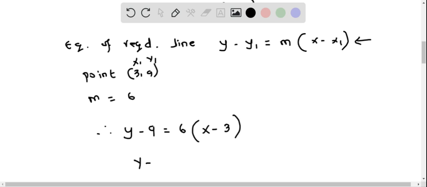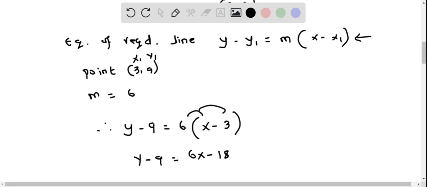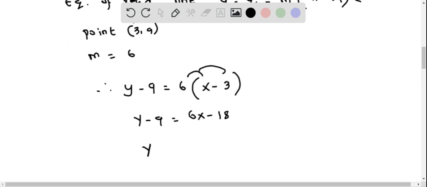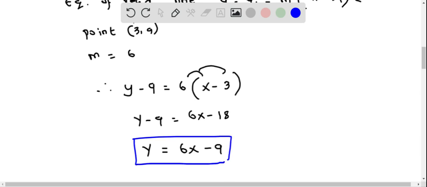Let's simplify this. We get y minus 9 equals, we distribute the 6, and so this becomes 6x minus 18. Now I add 9 to both sides so that I can write this in the form y equals. This is 6x minus 18 plus 9, and so negative 18 plus 9 equals negative 9. I can write this as 6x minus 9. And so therefore this is the equation of the line which is tangent to the graph of f of x equal to x squared and is also parallel to the given line.